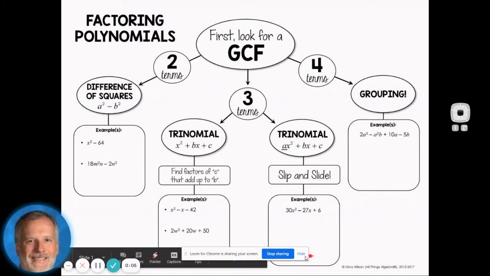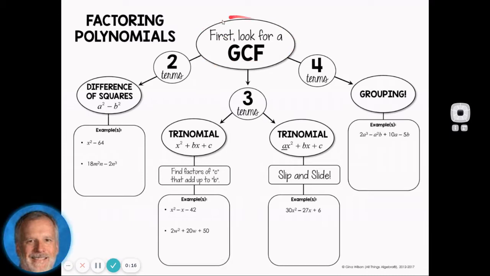So basically, this summarizes everything that we've talked about when it comes to factoring, okay? And the first thing we've got to do is always look for the GCF, okay? So before we do anything else, we want to determine, is there a GCF? Then to factor polynomials, we've got some clues. Actually, the number of terms is the clues we're looking for.